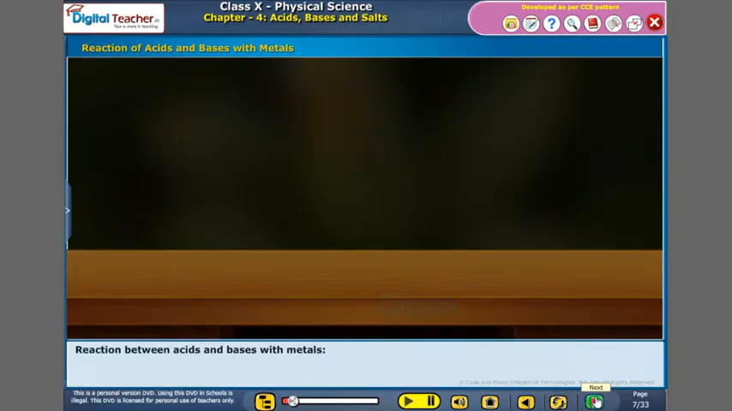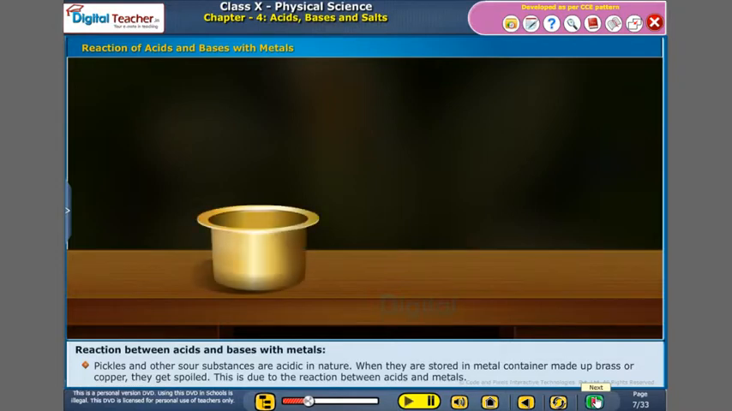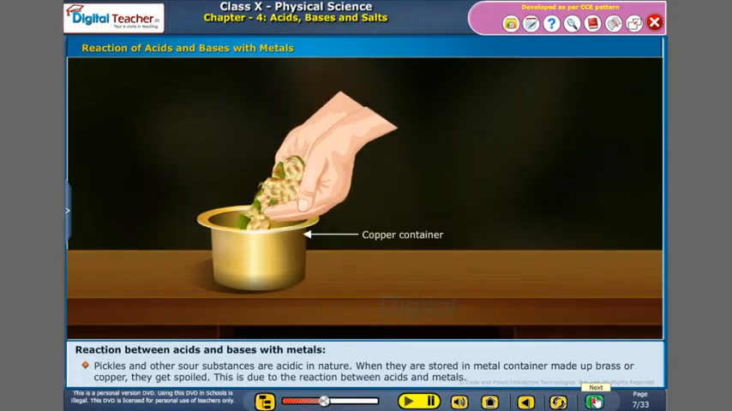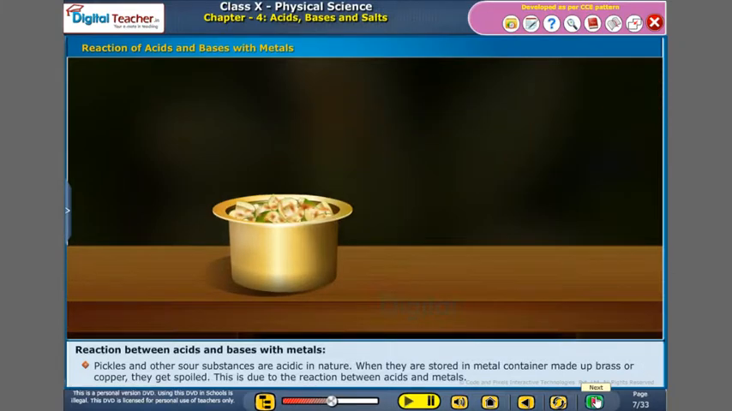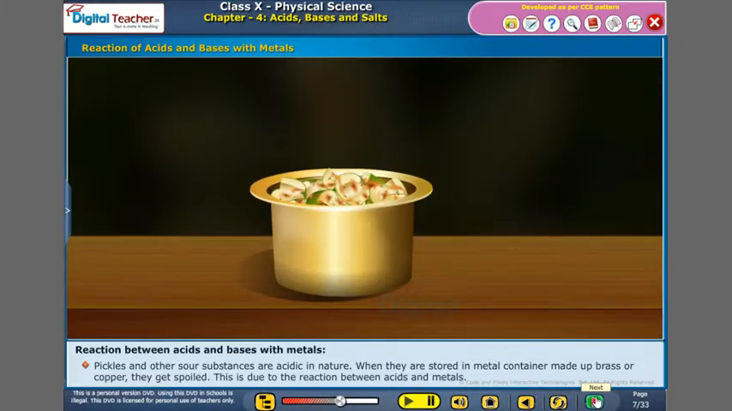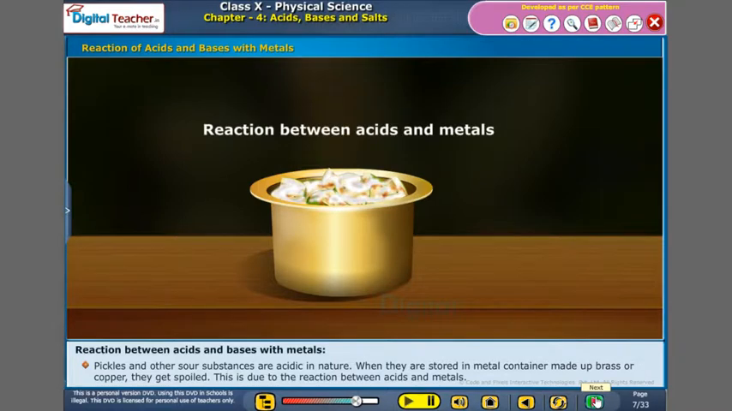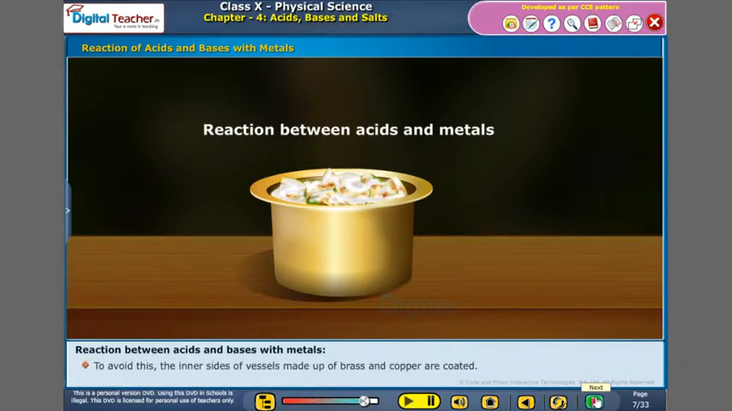Reaction between acids and bases with metals. Pickles and other sour substances are acidic in nature. When they are stored in a metal container made up of brass or copper, they get spoiled. This is due to the reaction between acids and metals. Let us perform a lab activity to learn about this type of reaction in detail.